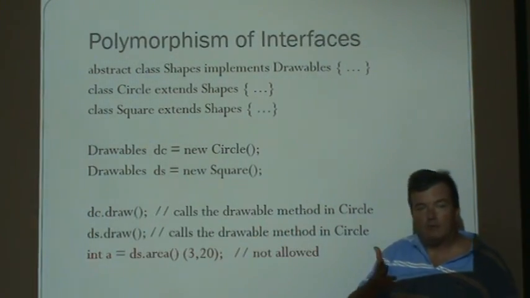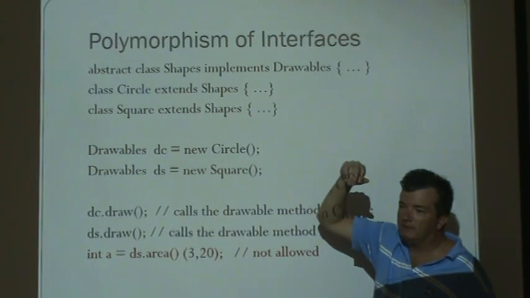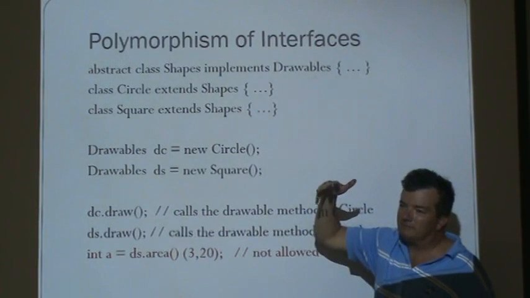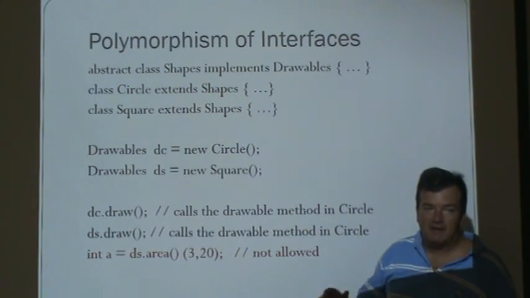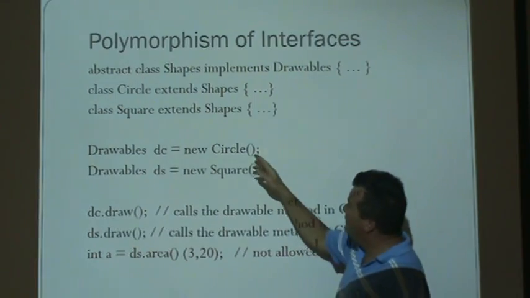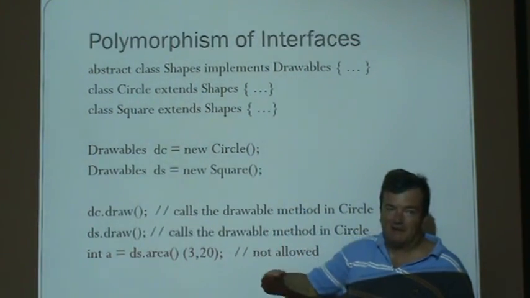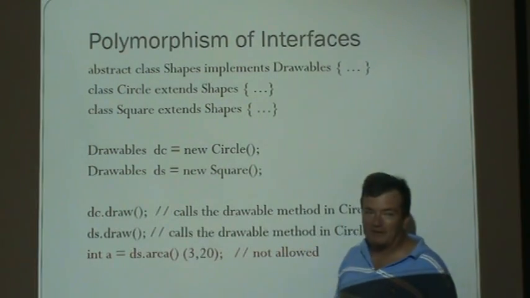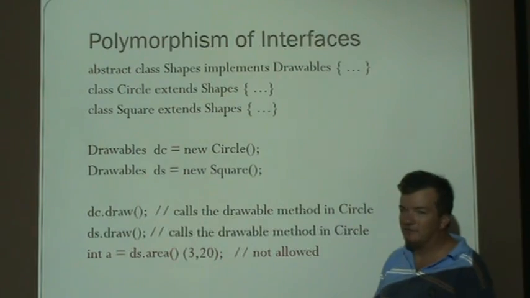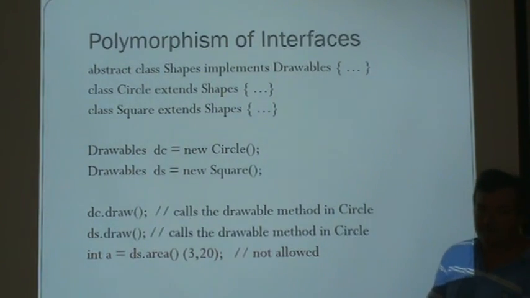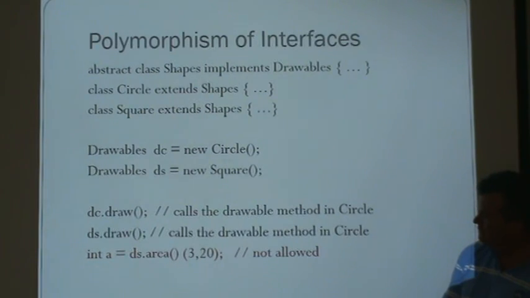Okay. Now what you could do is make another interface called area shapes, and put it in there, and then have circle not implement area shapes, but square does, and then you'd be able to call it. So that might be an example where you start having multiple interfaces. So then you could say square implements area, and then DS would work with area, even though it's not in drawables.